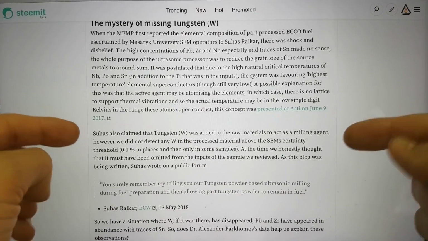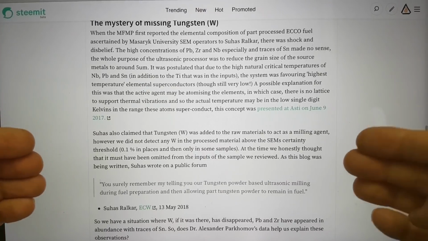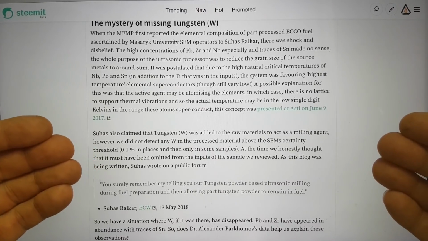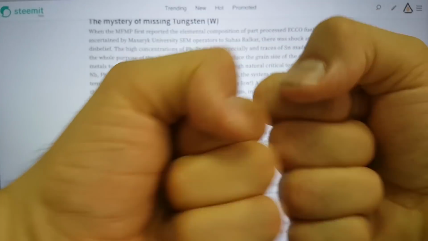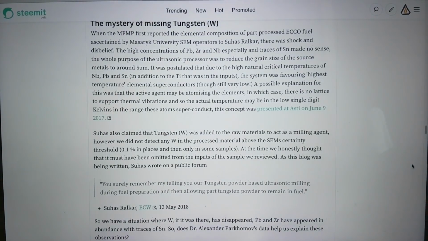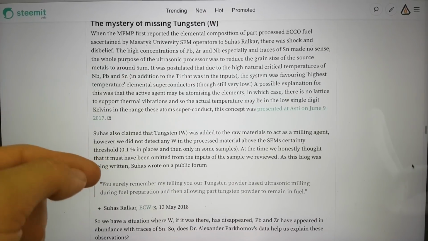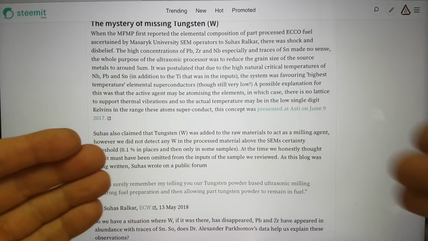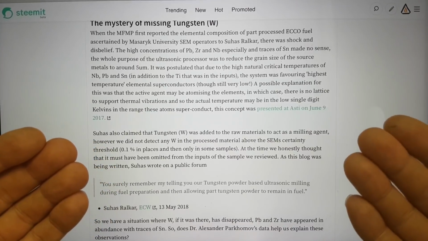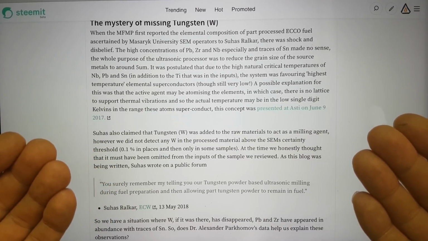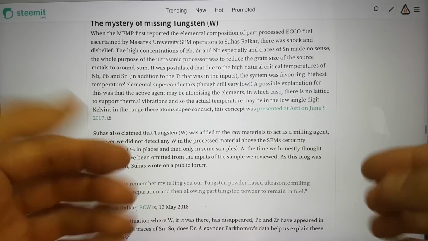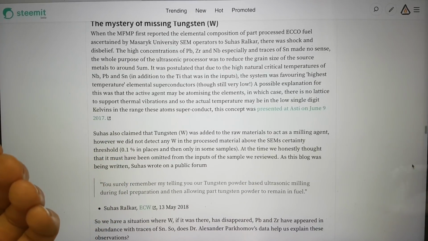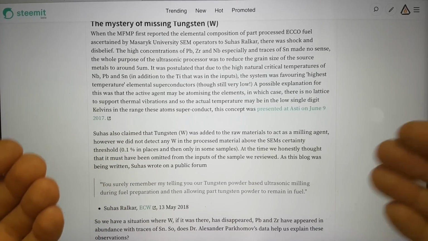Now, Suhas also claimed that tungsten was added to the raw materials to act as a milling agent. That would be, it's very hard and heavy, and it's to smash the other components together in order to make them smaller. And he learnt this as it's a standard process that people do to do just this. However, we didn't detect any tungsten in the process material above the SEM's certainty threshold, 0.1% in places and then only in some samples. And I can honestly say that at the time I thought it must have been omitted from the inputs of the samples that we reviewed.